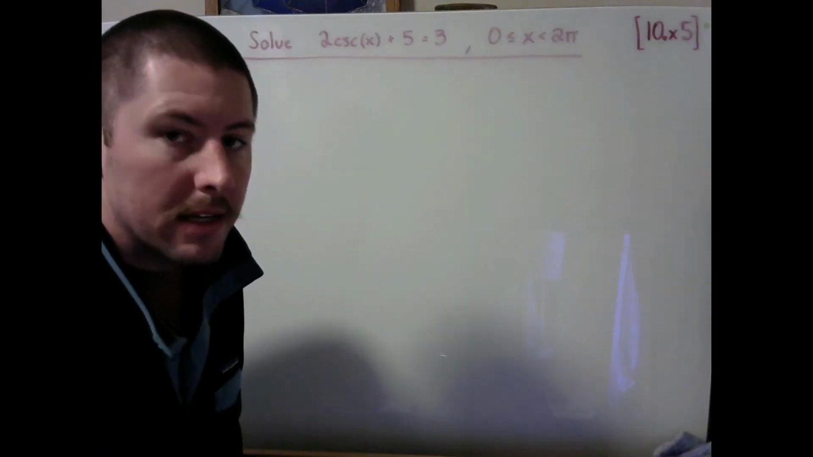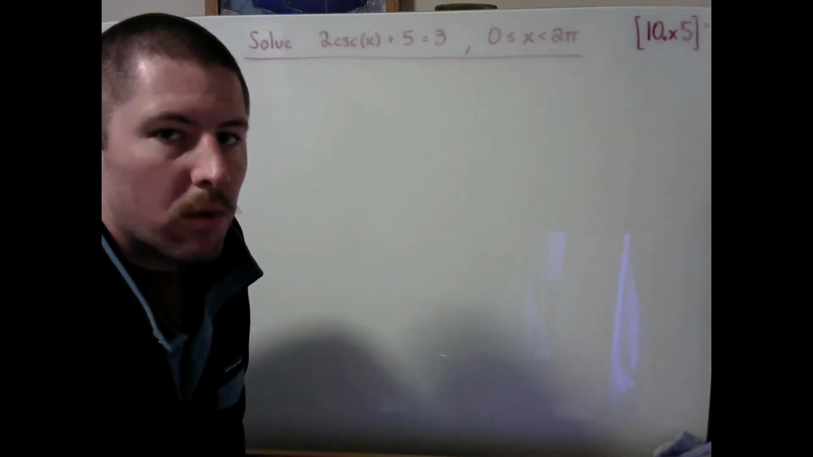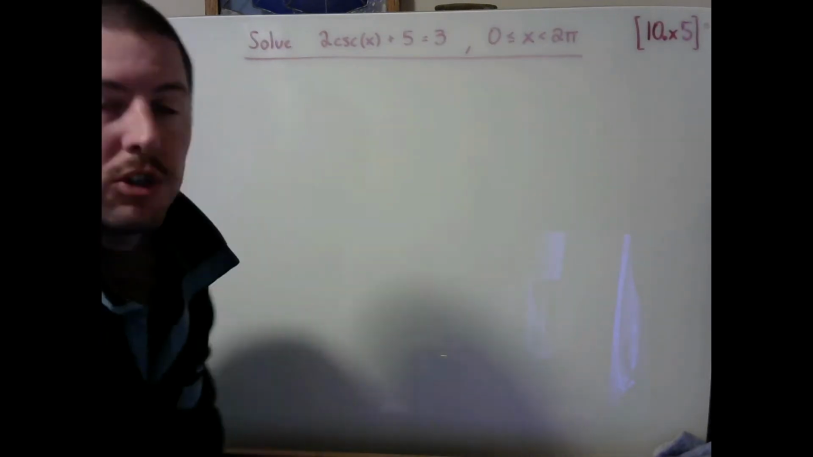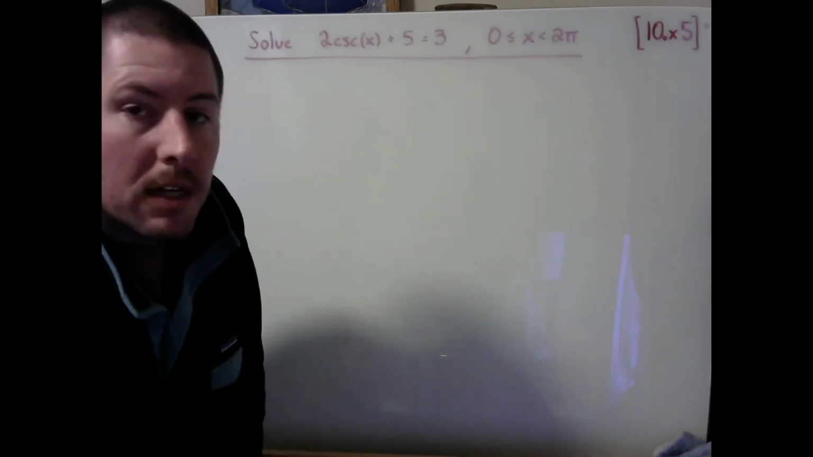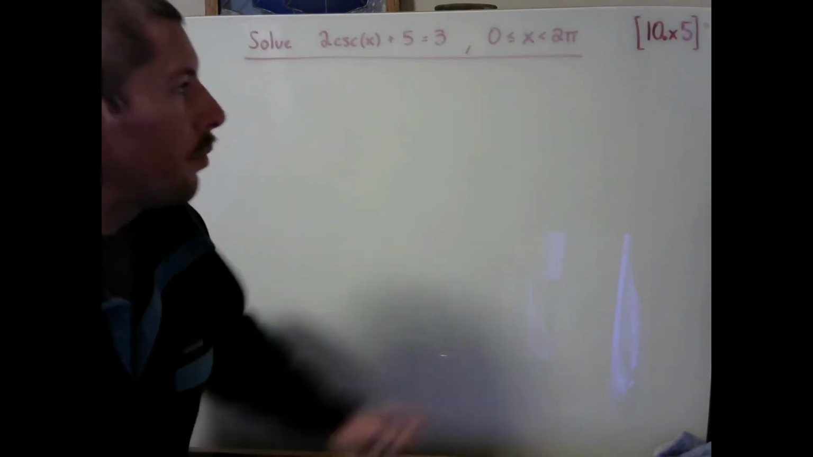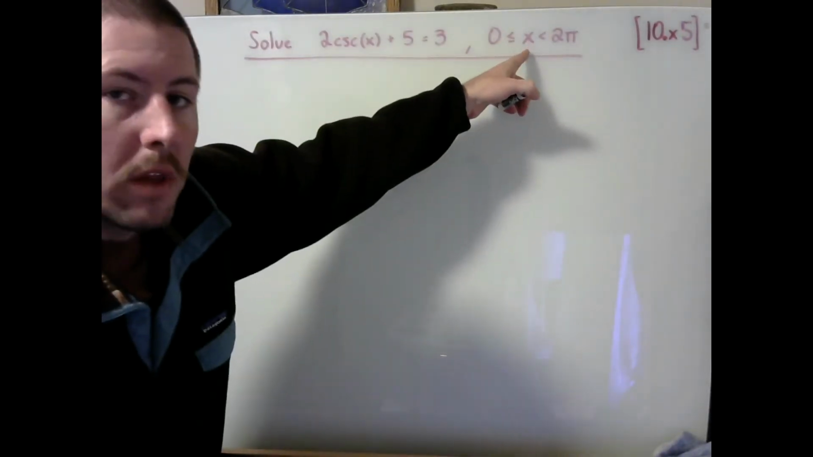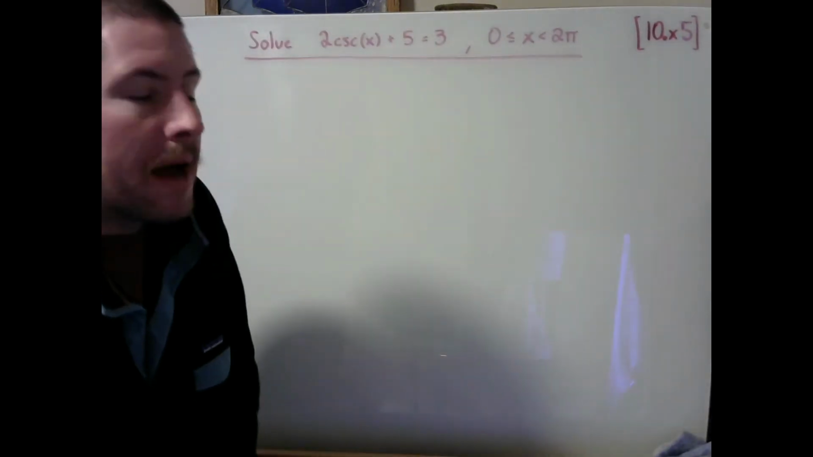Here's week 10, example 5. In this example, we're being asked to solve the equation 2 times the cosecant of x plus 5 equals 3. And we are interested in solutions that exist only in the interval 0 to 2 pi.